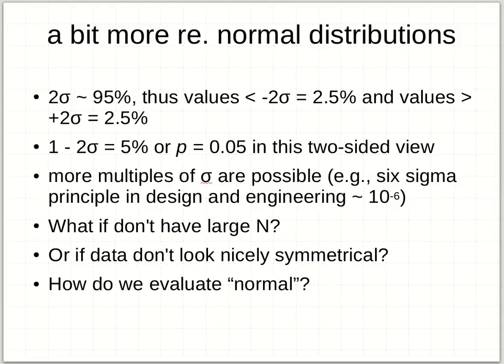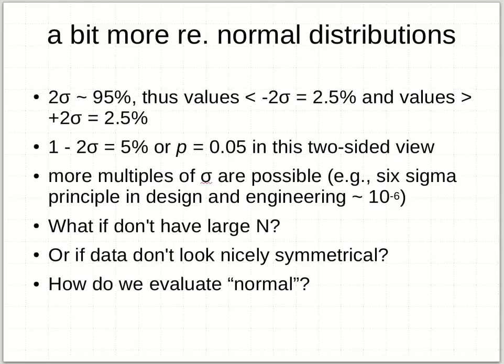So if we think about how many multiples of sigma you want to go out there, you can go beyond the 2 that we're accustomed to in science. There's talk in design and engineering of 6 sigma, 10 to the minus 6 probabilities. So if you're engineering something for the space shuttle, you want to make sure there's a very low probability of failure. So they really work hard at maintaining very low chances that something like that might occur. And they talk about it in these sigma units, okay? It's the same thing we talk about.